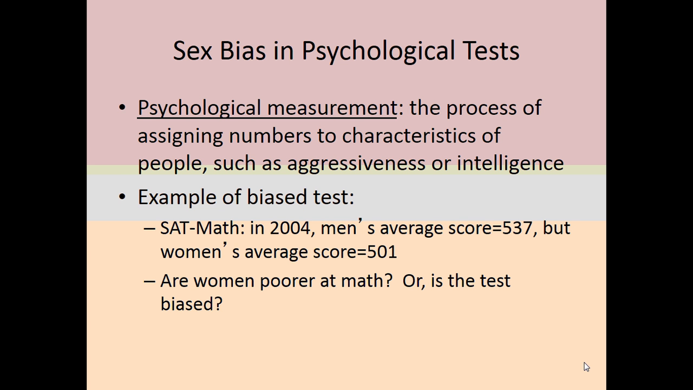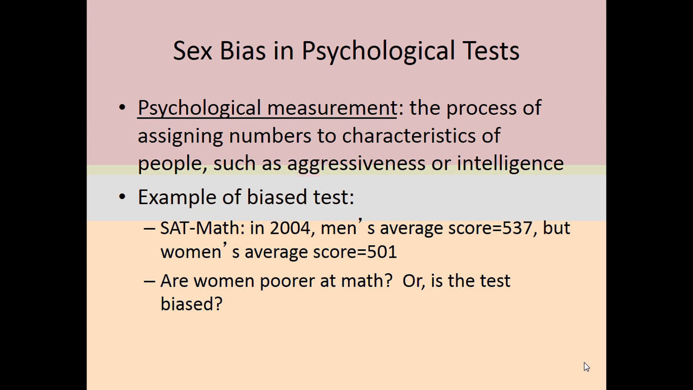The psychological tests we use can actually be biased themselves. If you're looking to measure characteristics like aggressiveness or intelligence, you've probably heard there's intelligence tests. There's also aggressiveness scales. One test that has been shown in some research to be biased is the SAT. In 2004, men's average score was 537 on the math section, but women's average was 501. So we gotta wonder, are women actually poorer at math, or is the test biased?